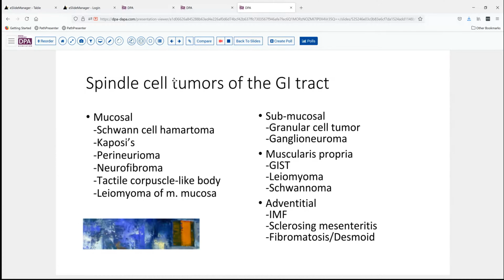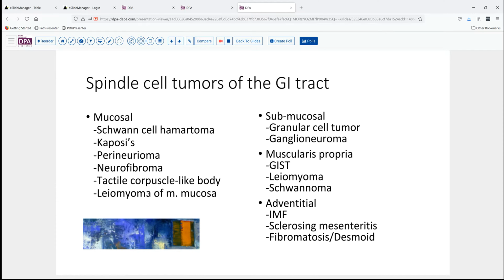Well, as we may have spoken before about the value of knowing where we are in evaluating these spindle cell lesions of the GI tract. I know Dr. Montgomery several years ago gave a wonderful talk on this very topic, and it impressed me greatly, and I've used it a great deal in my evaluation. But as we think about mucosal lesions, Schwann cell hamartoma is one of the more frequently encountered ones. Less frequently, Kaposi sarcoma, neural lesions like perineurioma or neurofibroma, and uncommon lesions like the tactile corpuscle-like body.